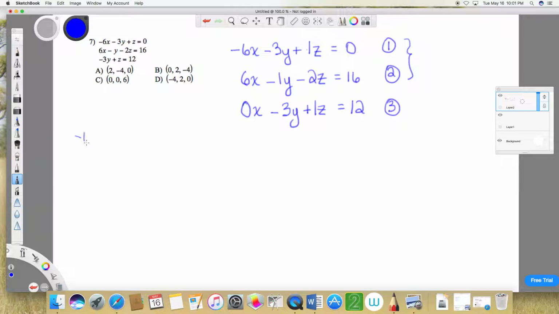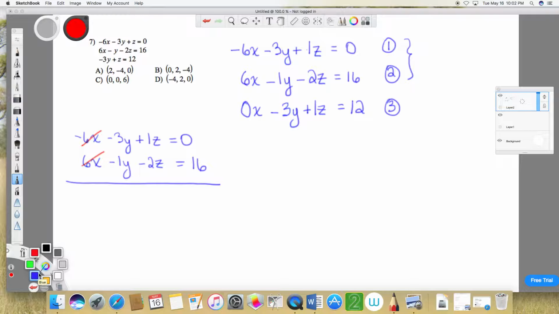So I come down here and I have negative 6x minus 3y plus 1z, and I'm going to add to that on the left-hand side 6x minus 1y. So this is why it's important to line up the variables so that it's easy to add or subtract equations. The resulting equation will not have any x's. The negative 6x and positive 6x are going to cancel. And here these y's now add up to negative 4y, and positive 1 and negative 2 adds up to a negative 1, and 0 plus 16 is 16. So I'm going to call this new equation equation 4.